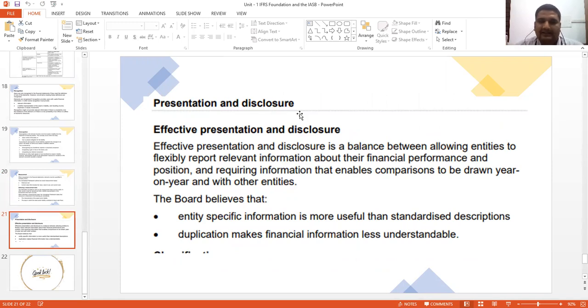Now, presentation and disclosure. Whatever relevant data the company makes, this useful information should be given to the outsiders of the company, with all the information provided as presentation and disclosure. Effective presentation and disclosure is a balance between allowing entities flexibility and reporting relevant information about the company, as well as its financial performance, position, etc.